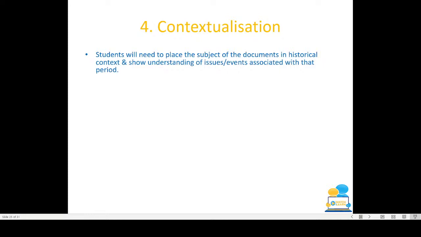So when we see the word contextualization, what that actually means for you is that you'll need to be able to place the subject or the topic of these documents in historical context and show understanding of issues, events that are associated with that period. So we're not going to be making reference to the documents in this question. It's like a mini essay, and we need to show context of what was going around the issue at the time. So as I said, just after this slide here, we're going to plan for and then answer a contextualization question on the Coleraine University Controversy.